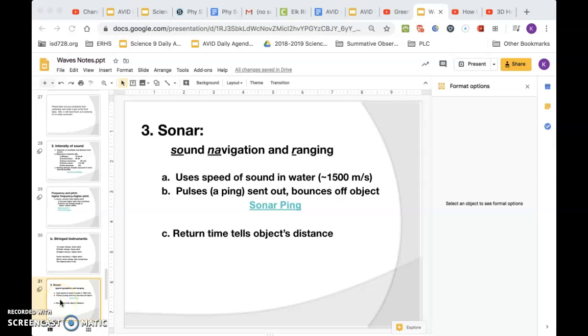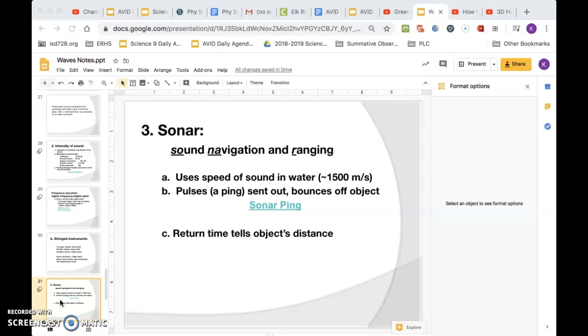So today I just want to wrap up the unit with a couple other interesting applications of sound waves. One being sonar and the other being ultrasound. Now there's many different applications of sound waves that we could talk to you about, but we are limited in time, and so I selected two of my favorites. Sonar you might have heard of before.